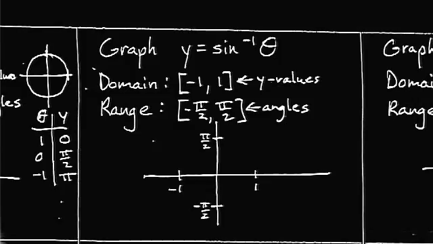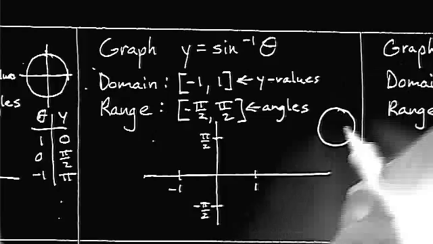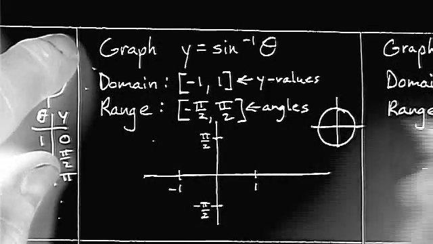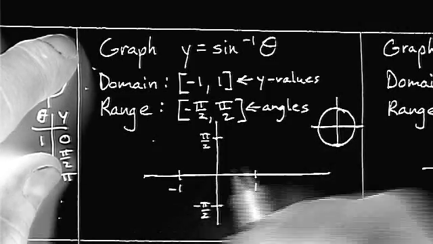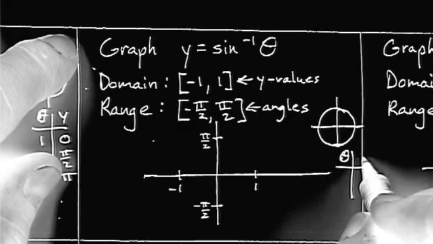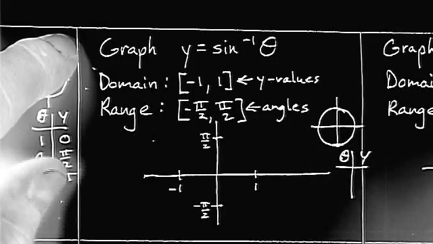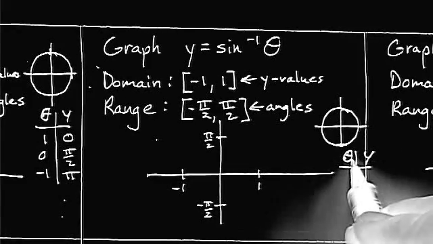But at least what the range looks like. Let's think about y values here. The y value of negative 1 would be down here, and so that would be negative pi over 2. If you're making a little chart here, thetas and y's, I bet that's terribly confusing. I hope that doesn't mess you all up.